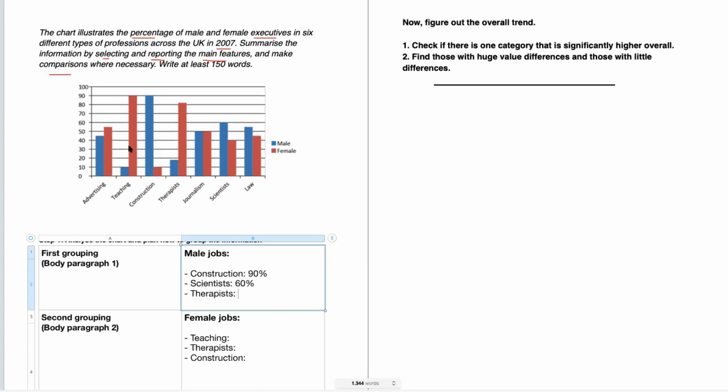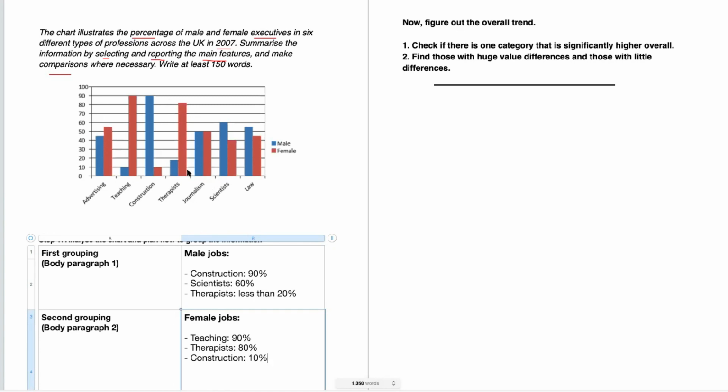It's something we're going to talk about in terms of female percentage. So for therapists, I have less than 20%. So I'm going to put less than 20%. Okay, so these are the things I've picked out for male jobs. When it comes to female jobs, I've picked teaching and therapists and construction. I'll show you why. So I've got teaching as the highest. I will put 90% there. Therapist is just around 80%. So I'm going to put 80% here. And then for construction, since it is the lowest, I'm going to say 10%.